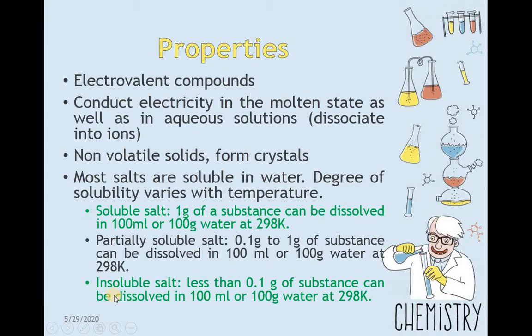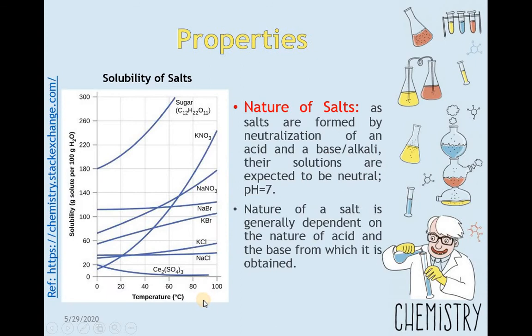There are three types of salt, you can say, depending on the solubility. 1 gram of substance soluble in 100 ml or 100 gram of water at 298 Kelvin is a soluble salt. 0.1 gram to 1 gram dissolved in 100 ml or 100 gram water at 298 Kelvin is partially soluble. If less than 0.1 gram of substance is dissolved, then it is an insoluble salt.